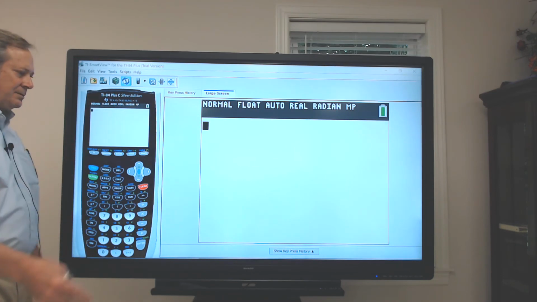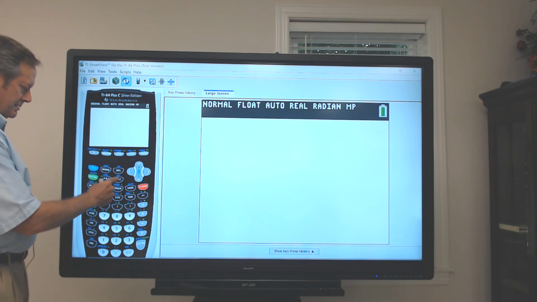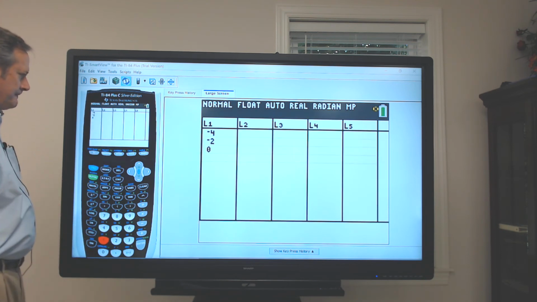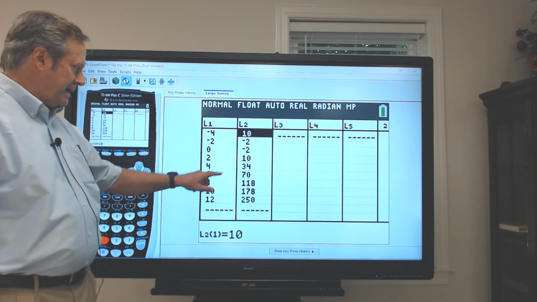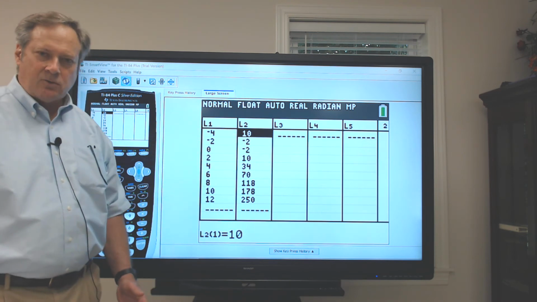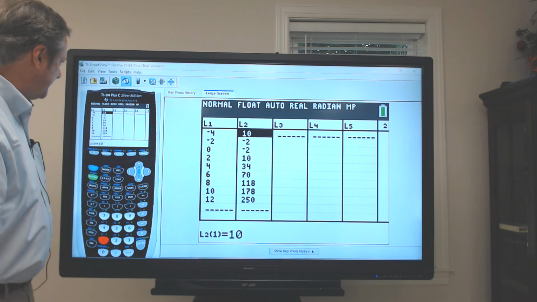All right, so to create a quadratic equation, you go to the stat, edit, number 1. Now I've already put the numbers in here. List 1, those are your x's. List 2, those are your y's. Now we know it's going to be a quadratic regression, but let's create a scatter plot anyway.